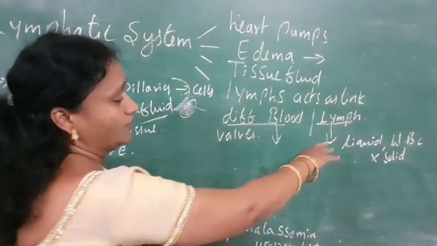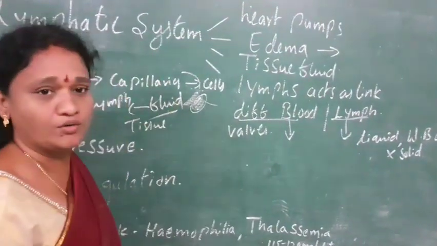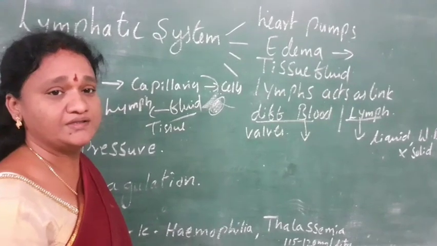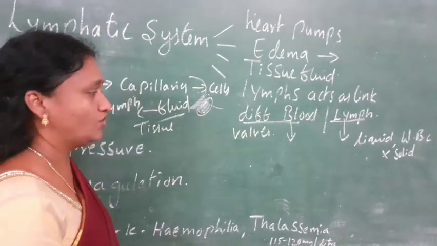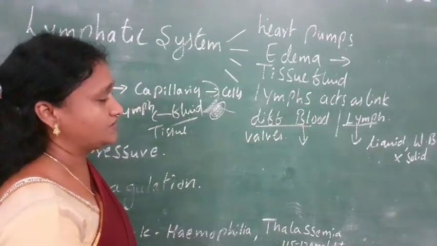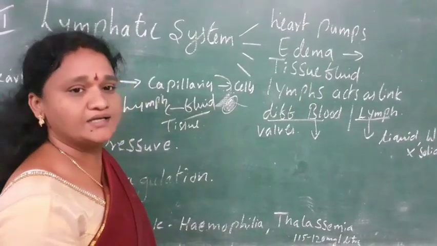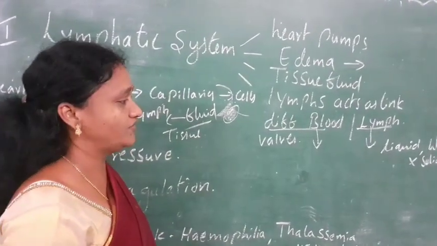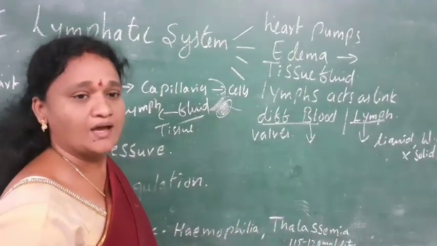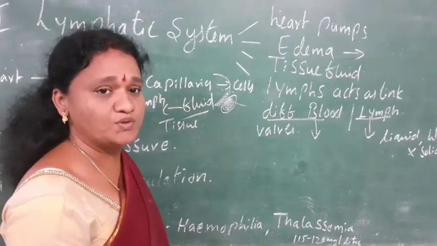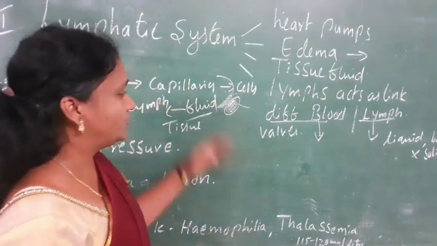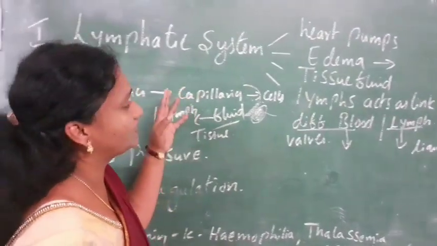The lymph plays an important role, or it acts as a link between the blood and the tissues. It collects the excess nutrients that are necessary to the cells and sends them to the venous system. The venous system will again send this useful material to the cells. So there is an important thing about the lymphatic system.